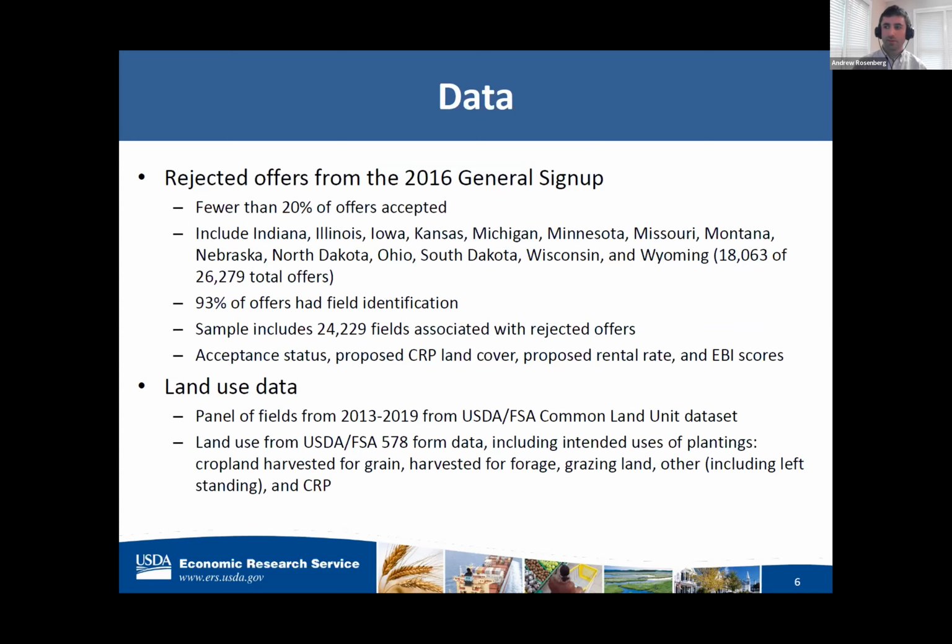So the land use information is from what's called the 578 form data, and farmers report what they're doing with the particular parcels. So this includes a few different categories: cropland harvested for grain, harvested for forage. It also includes grazing land, and then what we call other. We actually split out left standing and then another one called other. And then it also identifies whether a parcel was in CRP. And sorry, this land use information is from 2013 to 2019 for all fields.